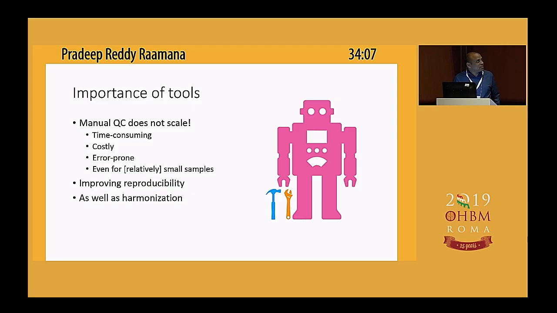Manual QC does not scale, it's time-consuming and costly, for example if you needed to employ experts, and it's actually error-prone, even for people who are pretty familiar with the data, depending on the time of the day and the caffeine level, for example, and even for small samples. So tools are really important to improve reproducibility as well as improve harmonization across various aspects.